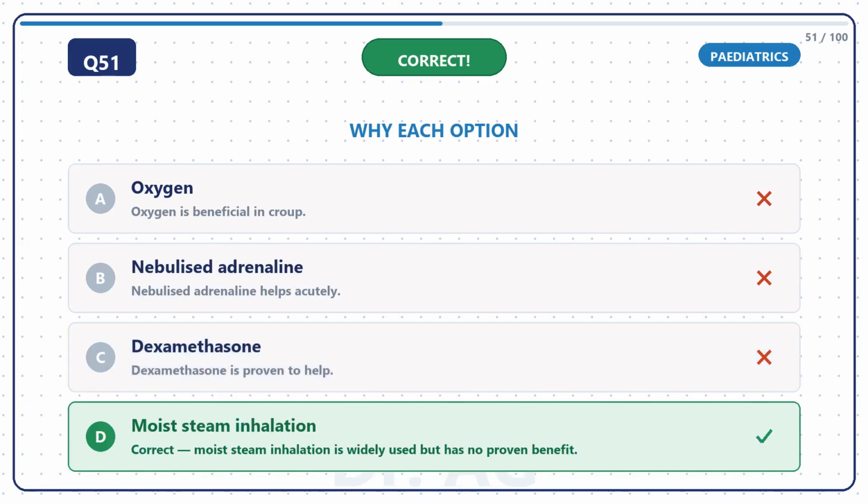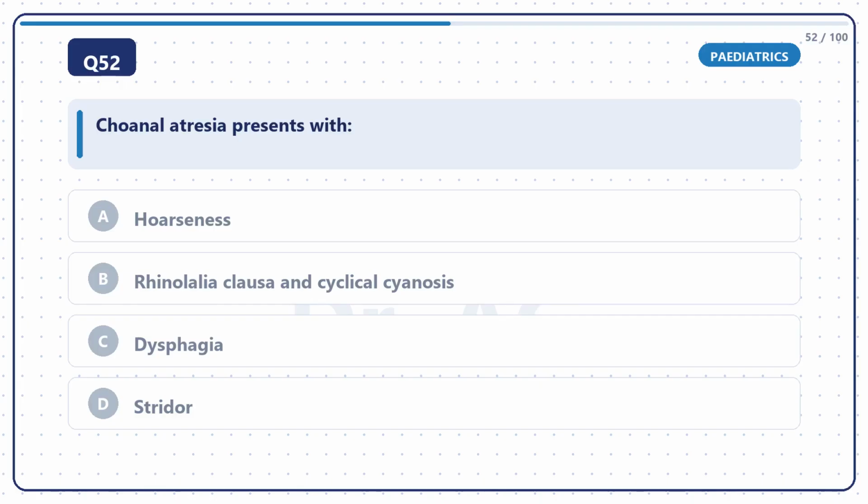And the correct answer is moist steam inhalation. Correct. Moist steam inhalation is widely used but has no proven benefit. So, the right answer is option D. Moist steam inhalation.